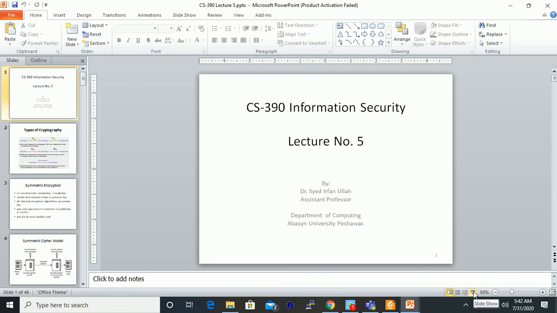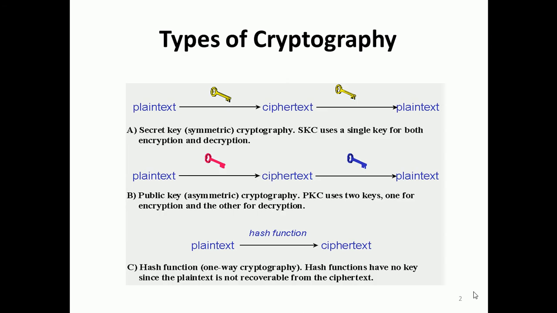Today we are discussing lecture number 5 of information security, that is about the types of cryptography. So basically there are three types of cryptography. One is called symmetric key cryptography or secret key cryptography, the public key cryptography, that is asymmetric key cryptography, and the hash function.